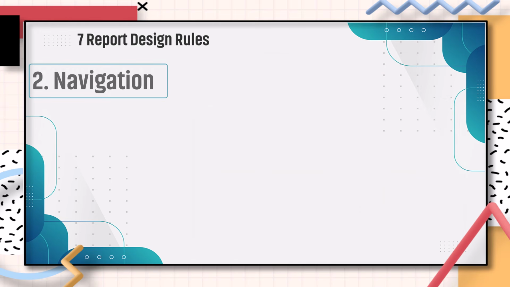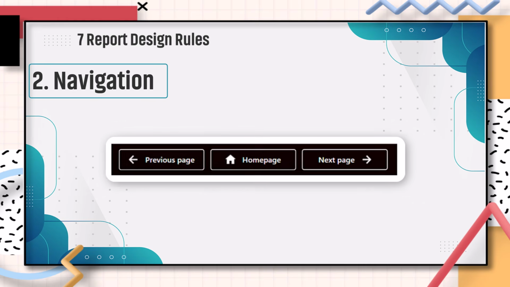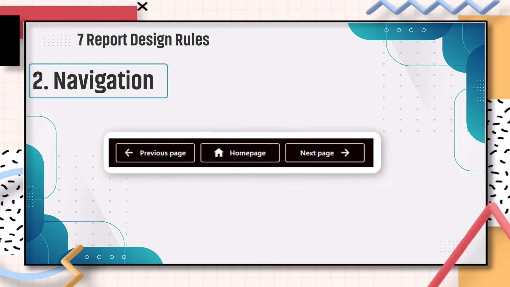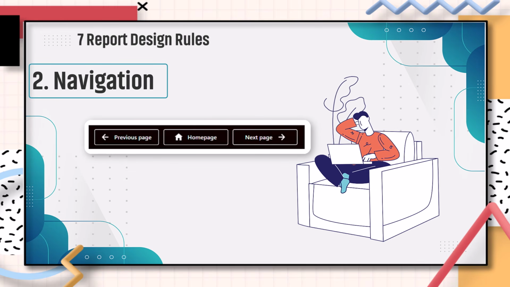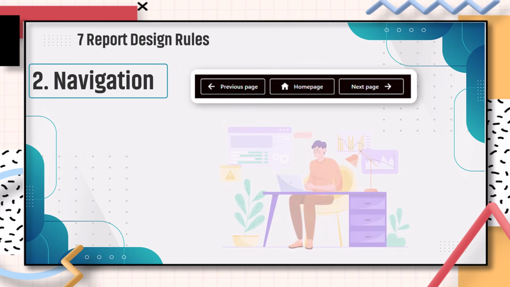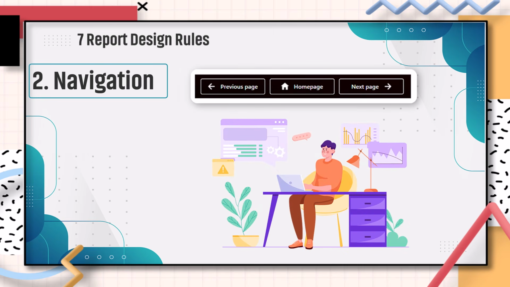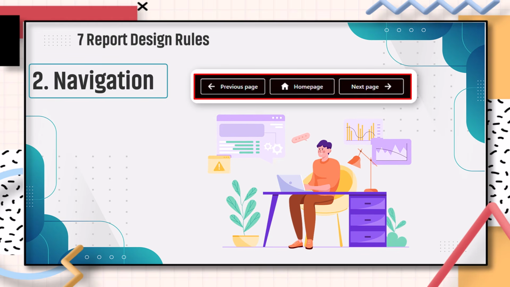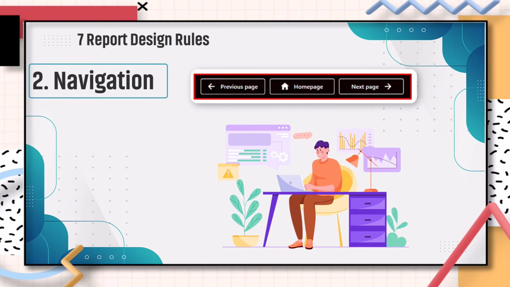Next up is navigation. Navigation buttons make it easier for users to navigate through their report. Typically, a person is looking for specific results. Consider, for example, a director who often only wants to see the most essential KPIs. With navigation buttons, the director can easily navigate to the page he wants to see.